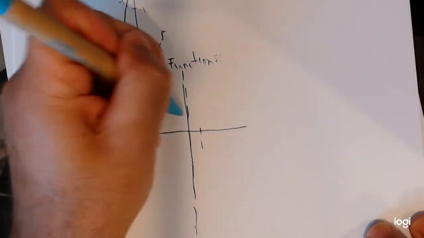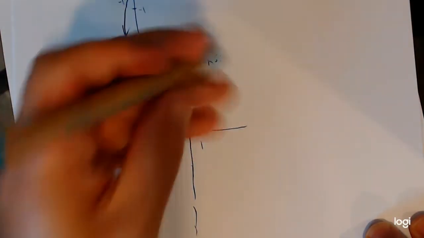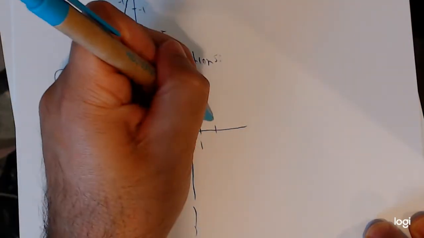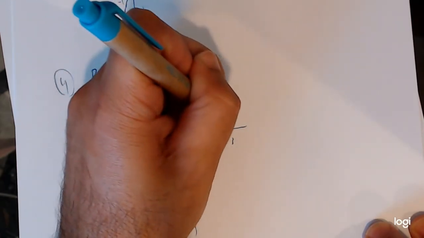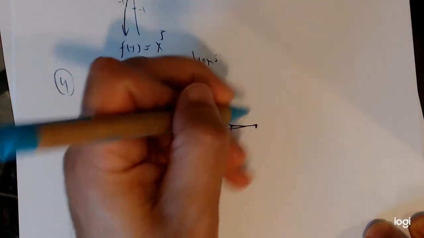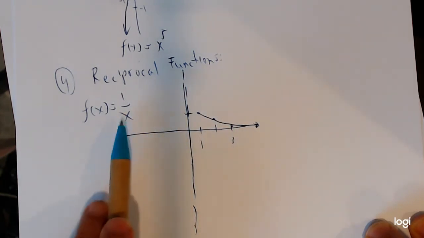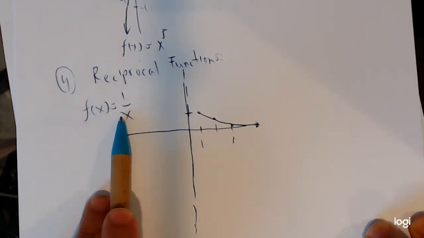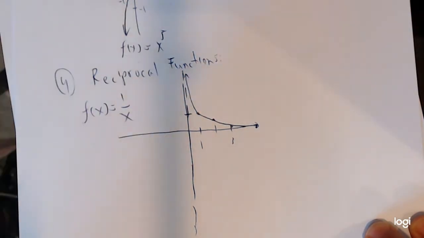If I plug in 1 for x, y is 1. If I plug in 2, y is 1/2. If I plug in 3, y is 1/3. So what do we notice? As we go to the right, this gets closer and closer to the x-axis. It doesn't really touch the x-axis, it just gets closer. Now what happens if I get close to 0? If I plug in 1/2, that becomes 2. If I plug in 1/3, that becomes 3. So it goes upwards. Okay?